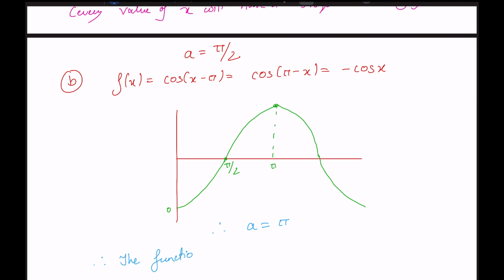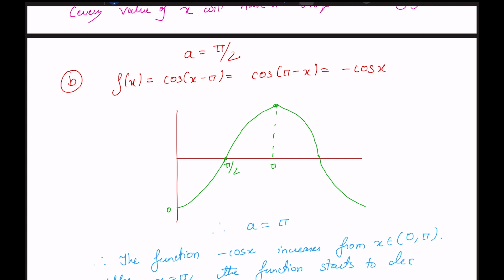The function minus cos x increases for x belonging to 0 comma pi. After x equals pi, the function starts to decrease. Hence, the function doesn't remain 1 to 1. So if we restrict the domain till a equals pi, then we can say that the inverse function will exist.